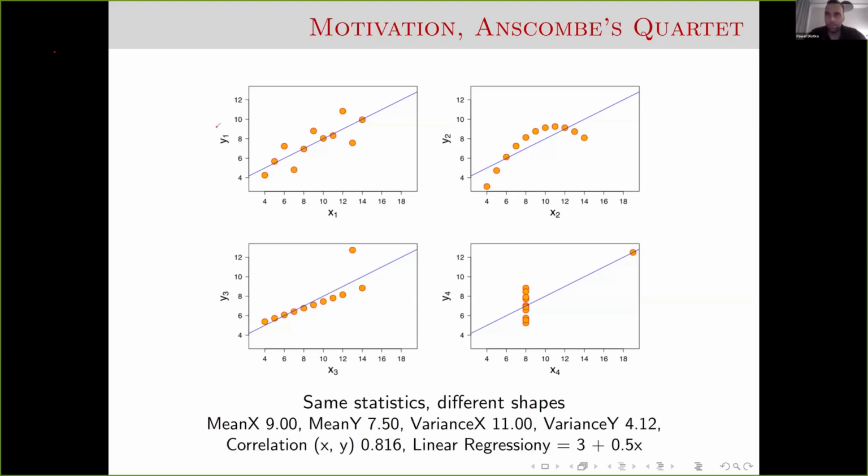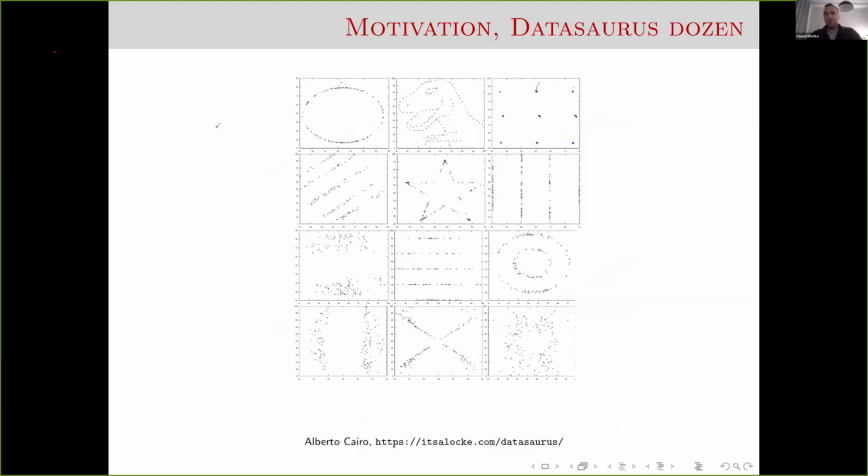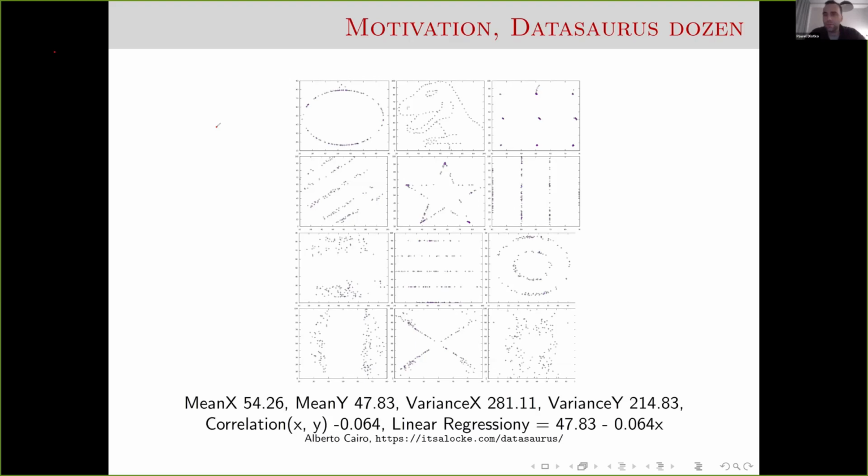So Combes' message was that you should always visualize your data. That example was actually carried over roughly 10 years ago by Alberto Cairo with the Datasaurus Dozen. So we have exactly the same idea: very different visually point clouds with exactly the same, up to the second digit of precision, summary statistics.